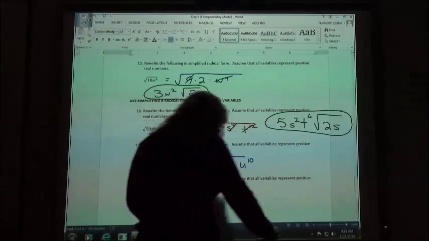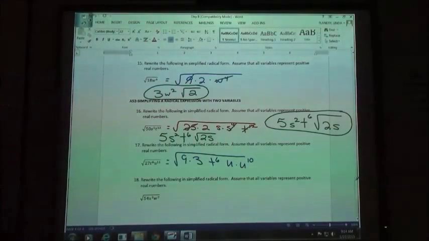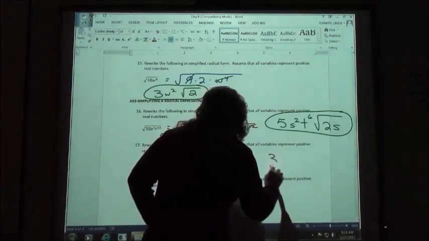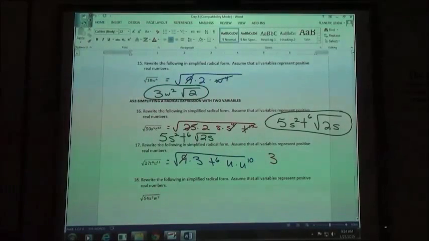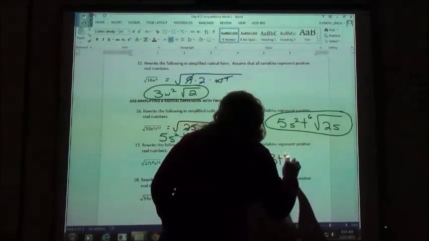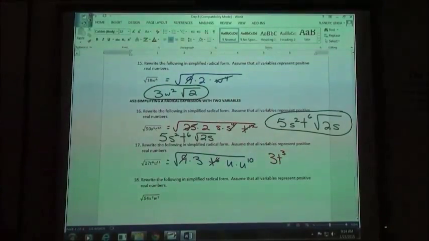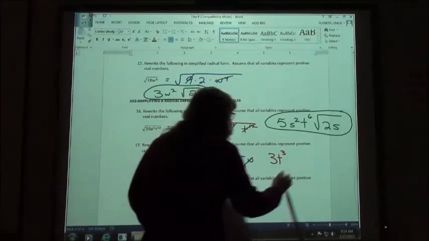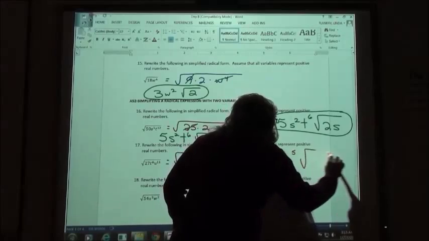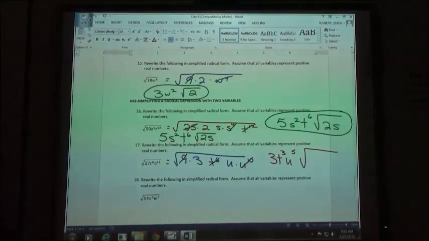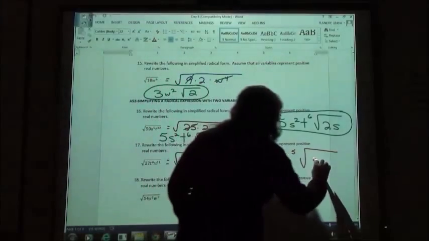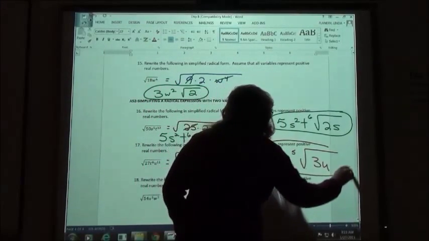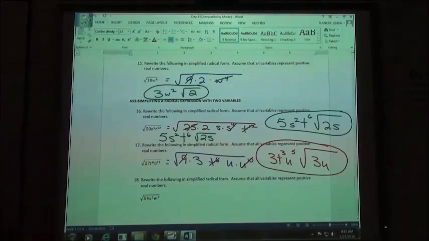Now I got to take out my square roots. What can I take out of there? Square root of 9 is 3. Square root of t to the 6th would be t to the 3rd. Square root of u to the 10th is u to the 5th. And what do I have left under my square root? A 3 and a u. So 3t to the 3rd, u to the 5th, times the square root of 3u is my answer.